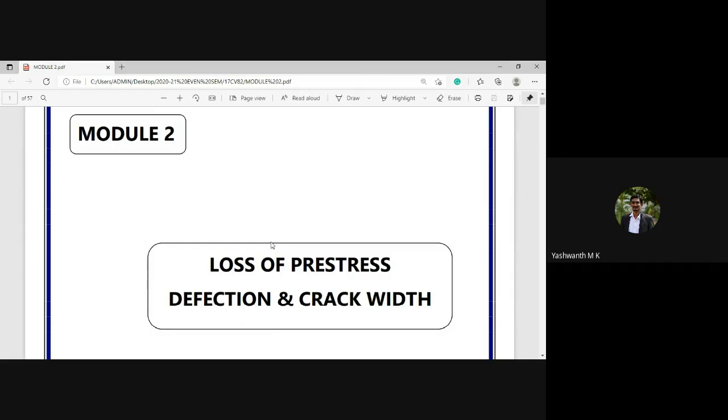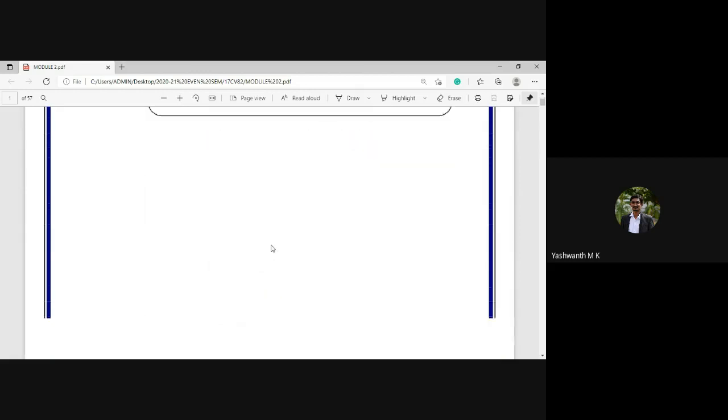In module number 2, we are going to discuss loss of pre-stress in pre-stressed concrete beam. Next, the deflection of pre-stressed concrete beam, and the crack width. These two concepts we are going to discuss in this particular module number 2. So let us get into module number 2.